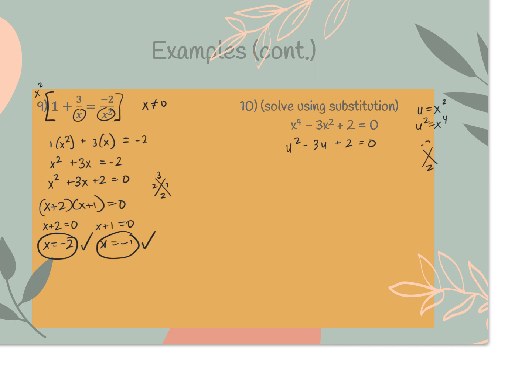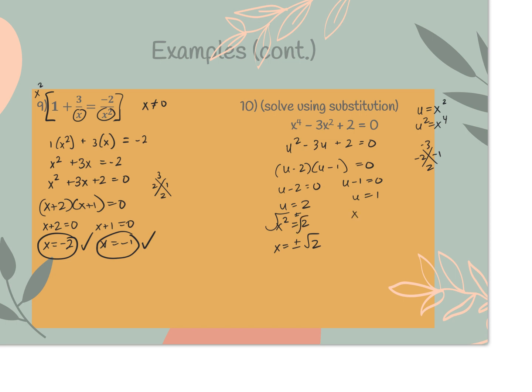Again, products, multiply to 2 and add up to negative 3. That's minus 2 minus 1. U minus 2 times u minus 1 equals 0. U minus 2 is 0, u equals 2. U minus 1 is 0, u equals 1. X squared equals 2, so x equals plus minus square root of 2.